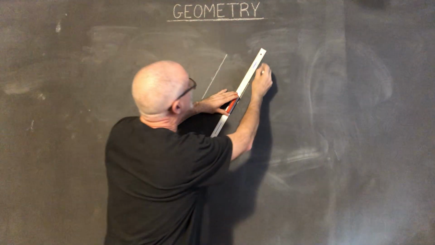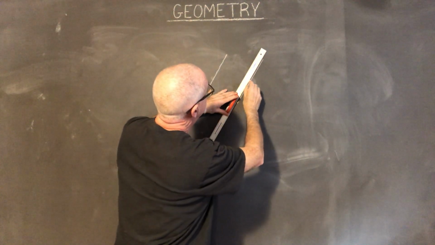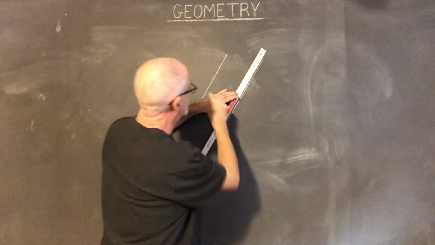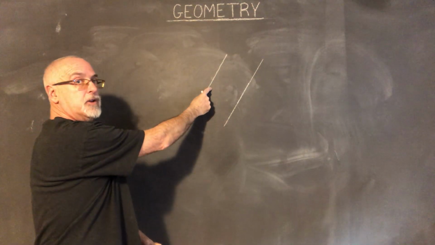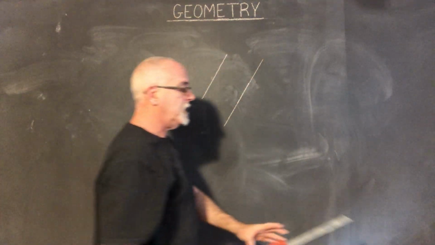So what I'm going to do is deliberately make it longer than this line that I started with. That one's 10 inches. This is longer than 10 inches. What do I do now?